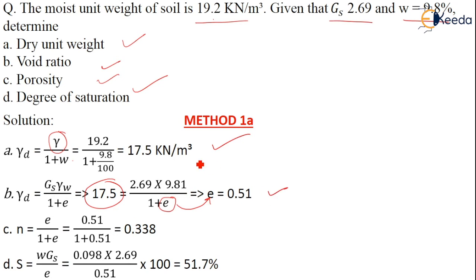We know from the basic definition, porosity is equal to e by 1 plus e. We have already calculated the value of e from the above calculation. Just substitute, we get the value of n as 0.338.